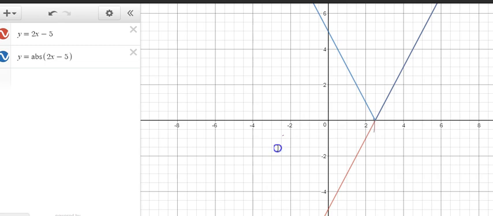If x is greater than 5/2, that's our red line, then that portion of the graph was positive anyways, or is positive. So we don't make any changes. We just use 2x minus 5, which is the red line. However, below 2.5 or 5/2, these values are negative. So we have to take the negative of them to turn it positive and get this. Right? And so the blue graph here is the absolute value graph.